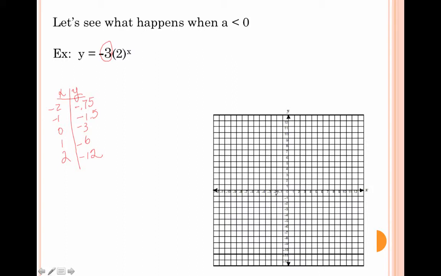So again, I'm going to graph these. -2, -0.75, -1, -1.5, 0, -3, 1, -6, and 2, -12. So what I see is my curve is a reflection across the x-axis of what we just graphed a minute ago. Okay?